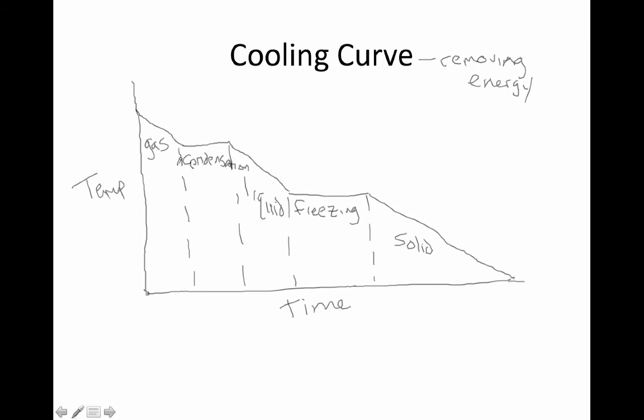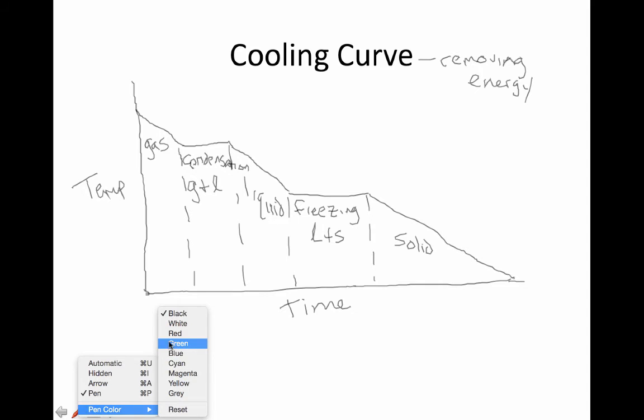So when something is condensing, you have a substance that has both gas and liquid in it. And when something is freezing, you have a substance that has both liquid and solid in it. So on these plateaus, you actually have two states of matter, and on these inclines, you only have one state of matter. That's an important point that I forgot to make in the last slide.